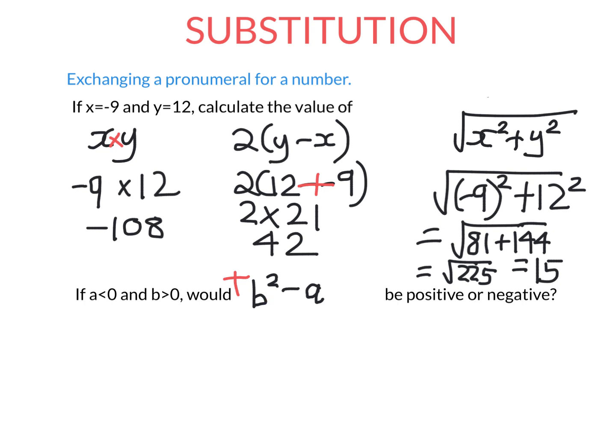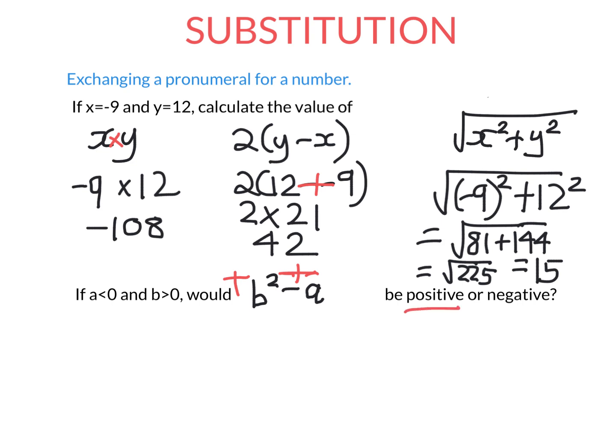So we know that b squared is positive. We also know that a is negative. But the thing is, we are subtracting a negative. We have a positive, subtract a negative. Remember, two negatives next to each other make a positive. So this is absolutely going to be positive. It's a positive plus a positive.